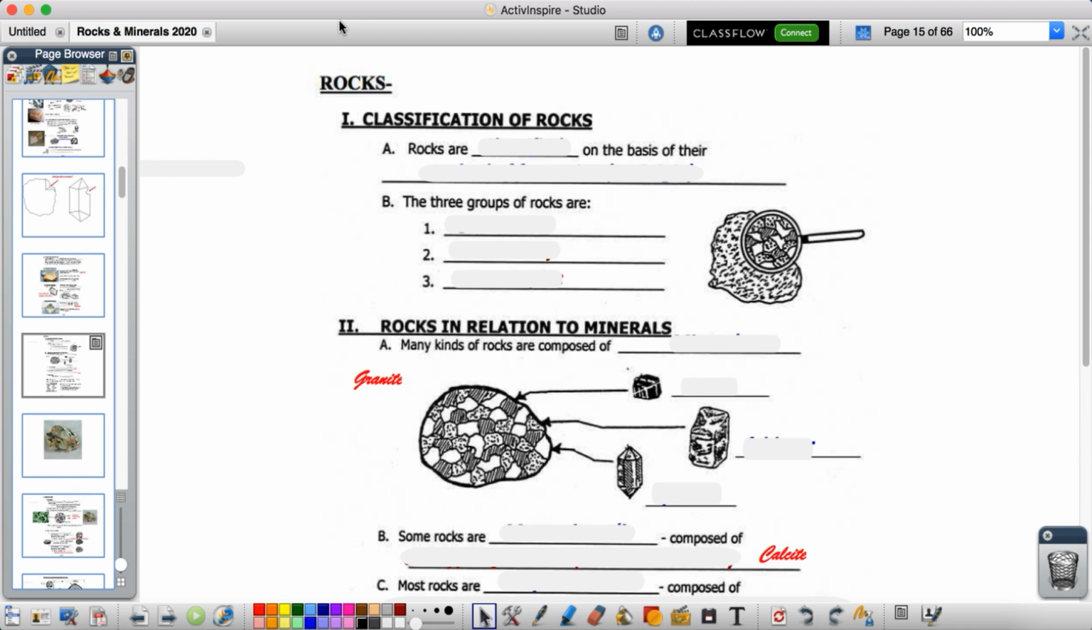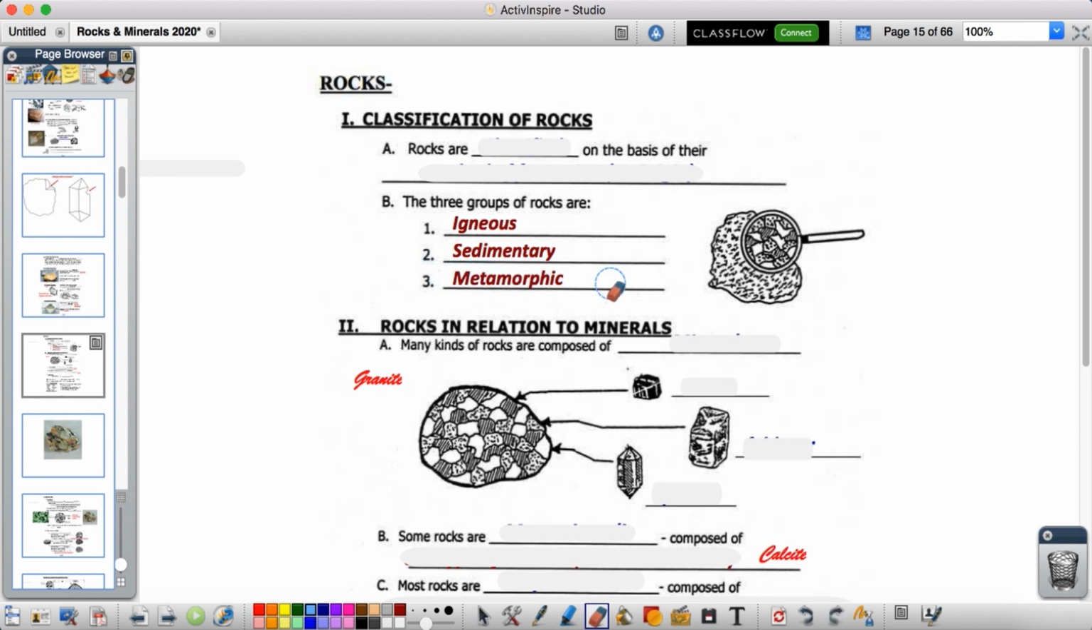Hi everyone. Today we're going to learn about rocks. First thing is how rocks are classified. So rocks are classified into three different groups. I think you learned that in grade 6 probably. And those three groups are, if you recall, igneous, sedimentary, and metamorphic.